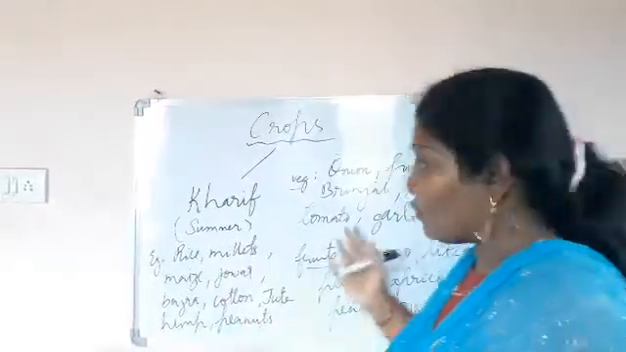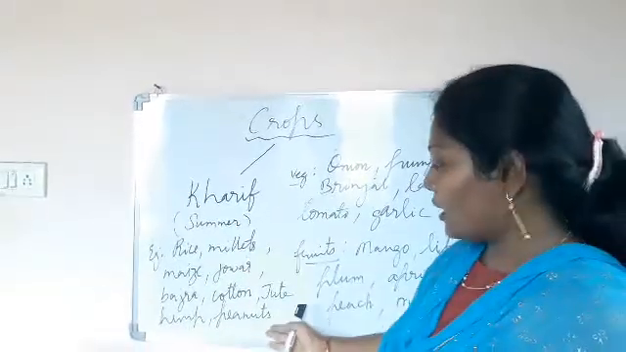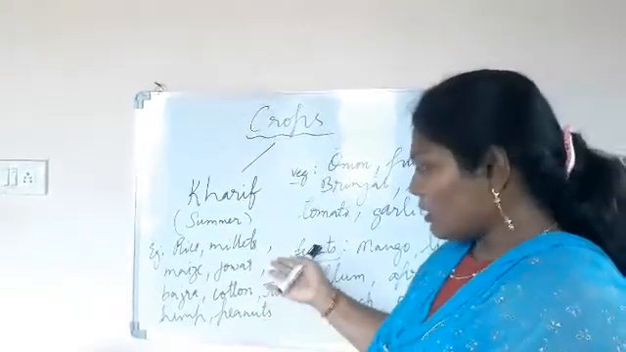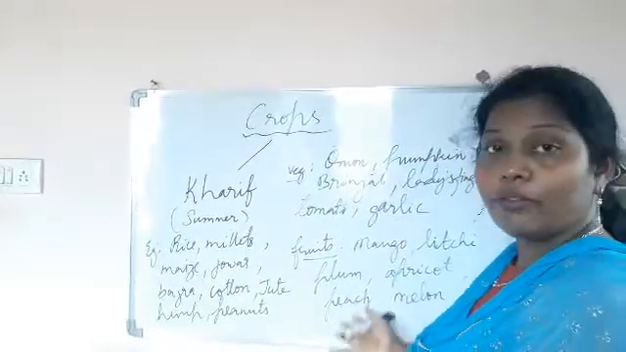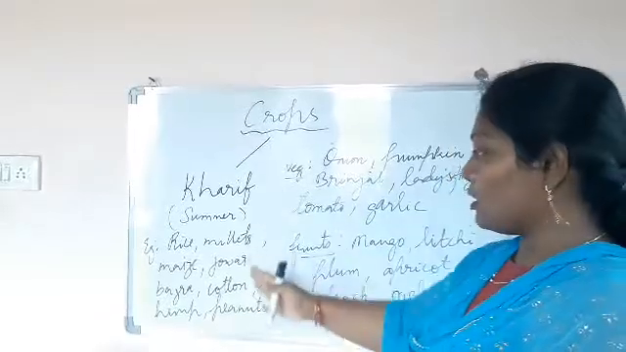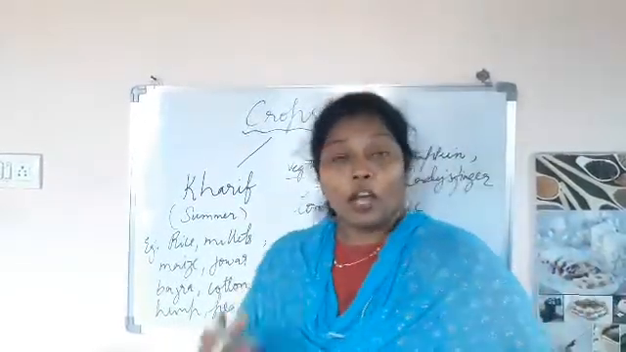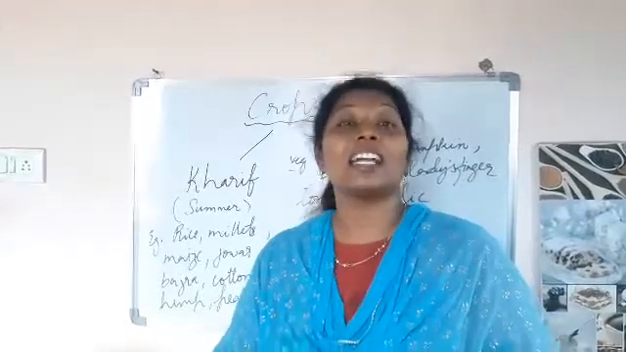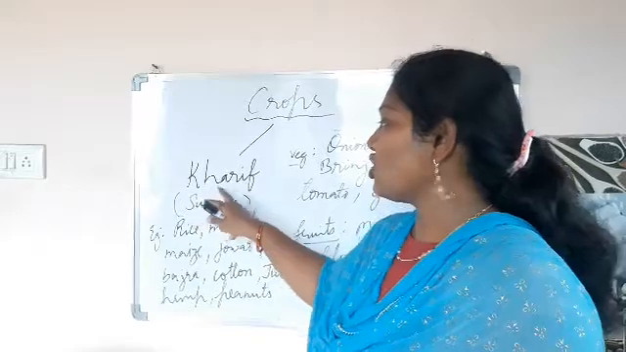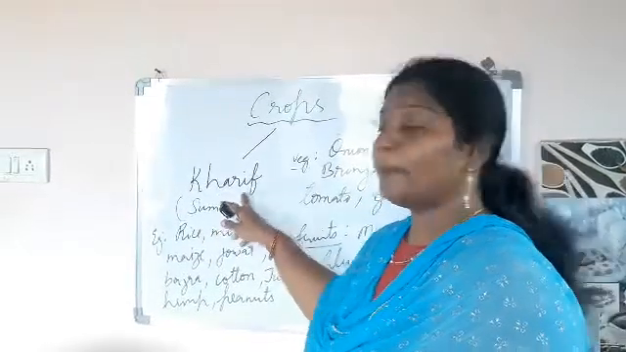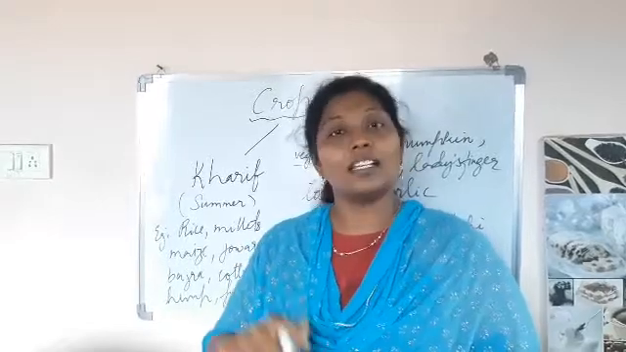So the varieties of crops which are generally grown in the Kharif season: all these varieties of cereals and pulses, the varieties of vegetables and the varieties of fruits. So all these together we get more product in the summer season. So what are the crops that are grown in summer season? Kharif. Okay, spell it, children. K-H-A-R-I-F. Kharif. This type of crops we mostly see in the summer season.